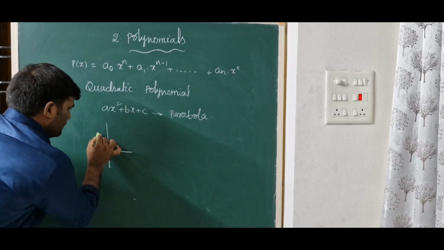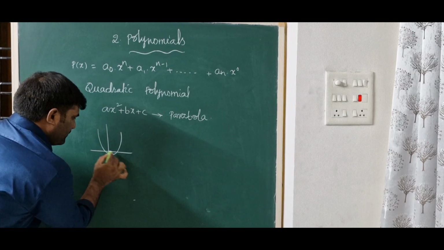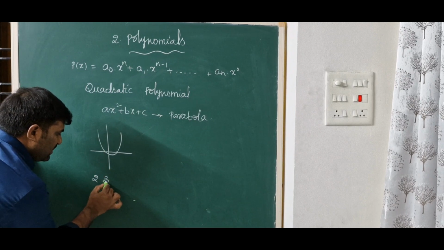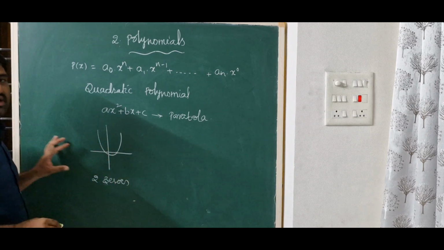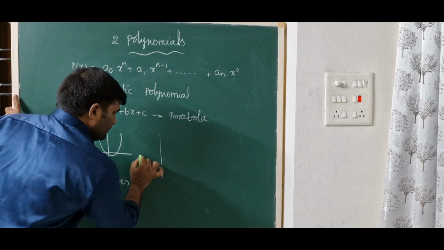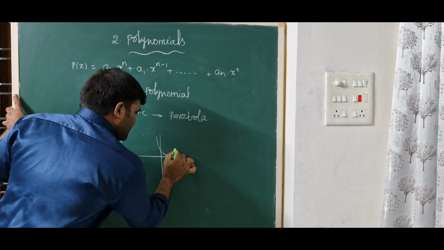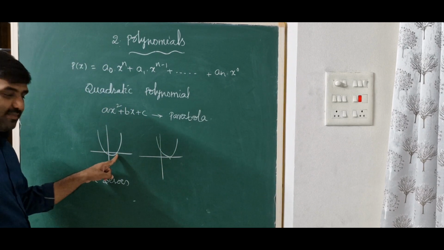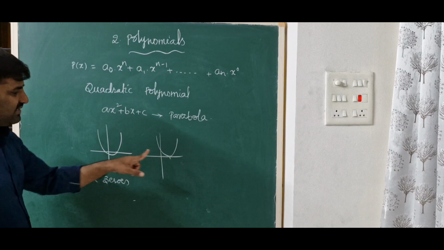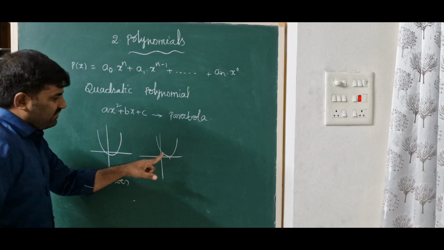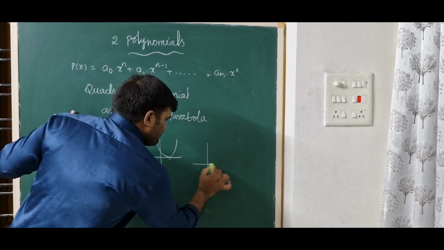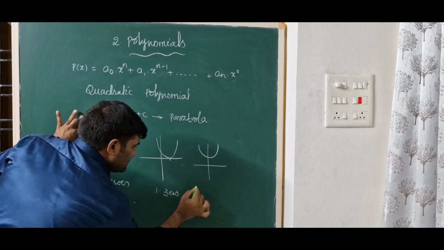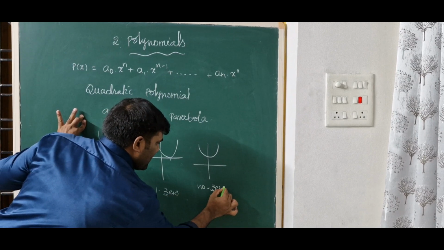One is the parabola opening upwards and intersecting the x-axis at two different places. So for this we will get two zeros. There are two zeros in this quadratic polynomial. Next, the parabola intersects the x-axis at one place, so there is 1 zero for this. And sometimes the parabola will not intersect the x-axis. This is no zeros, meaning no real number as zeros.